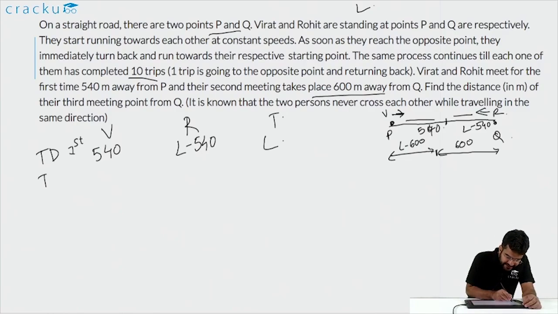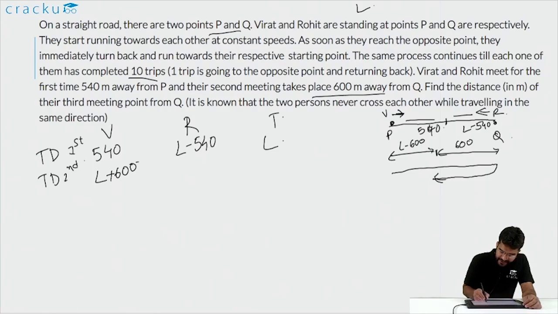Now the second time that they meet, if you are looking at Virat, he will cover the entire distance L and then come back and meet Rohit here. So he has covered L plus 600. Similarly, if you are looking at Rohit, he also covers L and then he comes back and he meets Virat here. So he has covered L plus L minus 600. So this is 2L minus 600 is the distance travelled by Rohit.